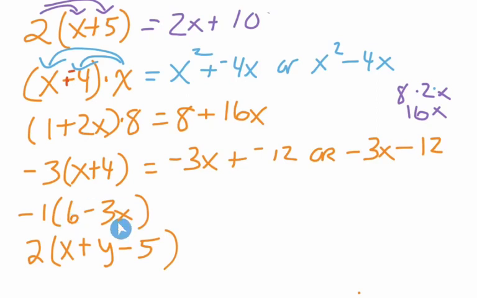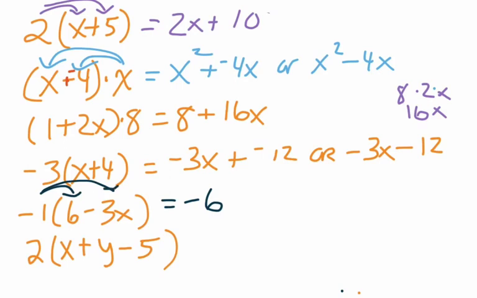Okay, I thought this next one was interesting. We have a positive 6 and then we have a negative 3x, okay? So we have a positive and a negative. And we're going to multiply it by a negative 1. So when I go to multiply that through, I have negative 1 times 6, which is negative 6. And now I've got negative 1.